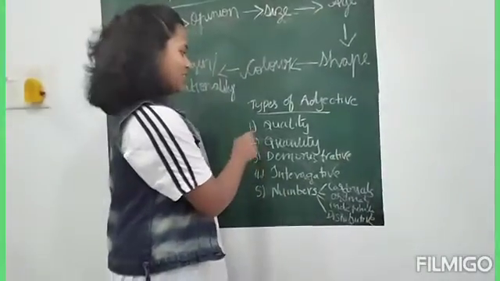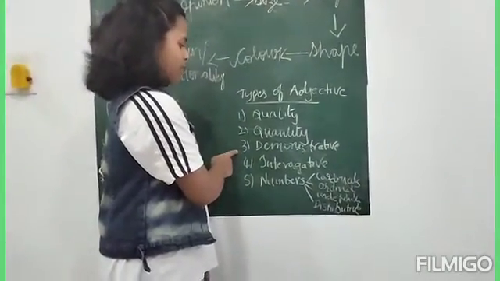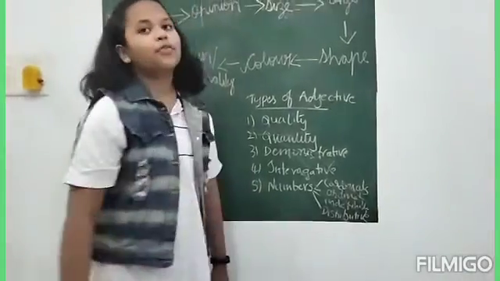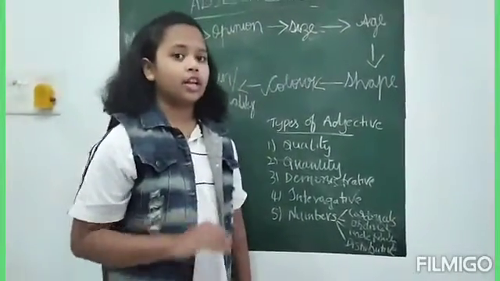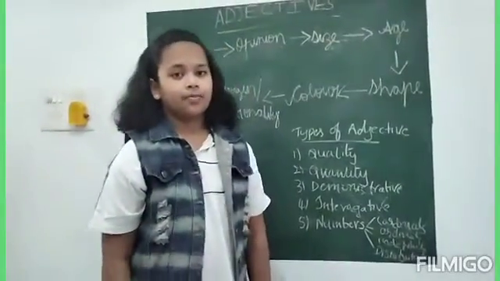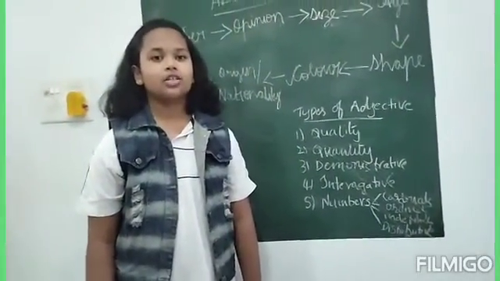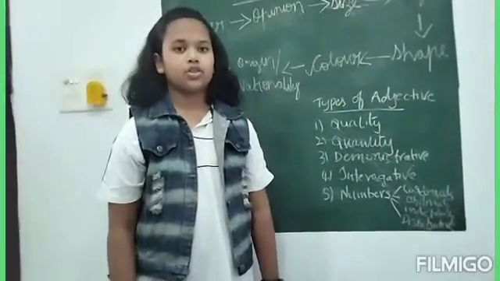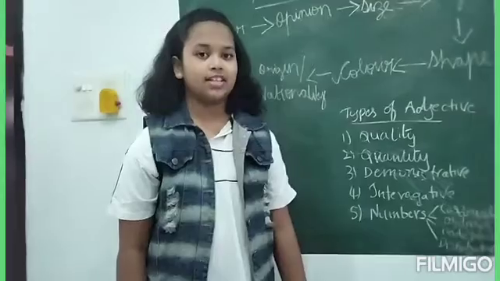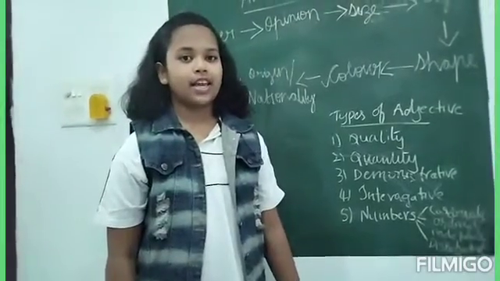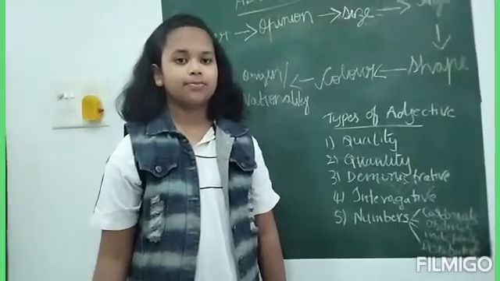These are the adjectives of quality, quantity and demonstrative. Now let's go to the next one. The next adjective is interrogative adjective. When we see the word interrogative, we get the word question in our mind. An interrogative adjective questions a noun, like: whose books are these? Whose indicates the books which belong to others.